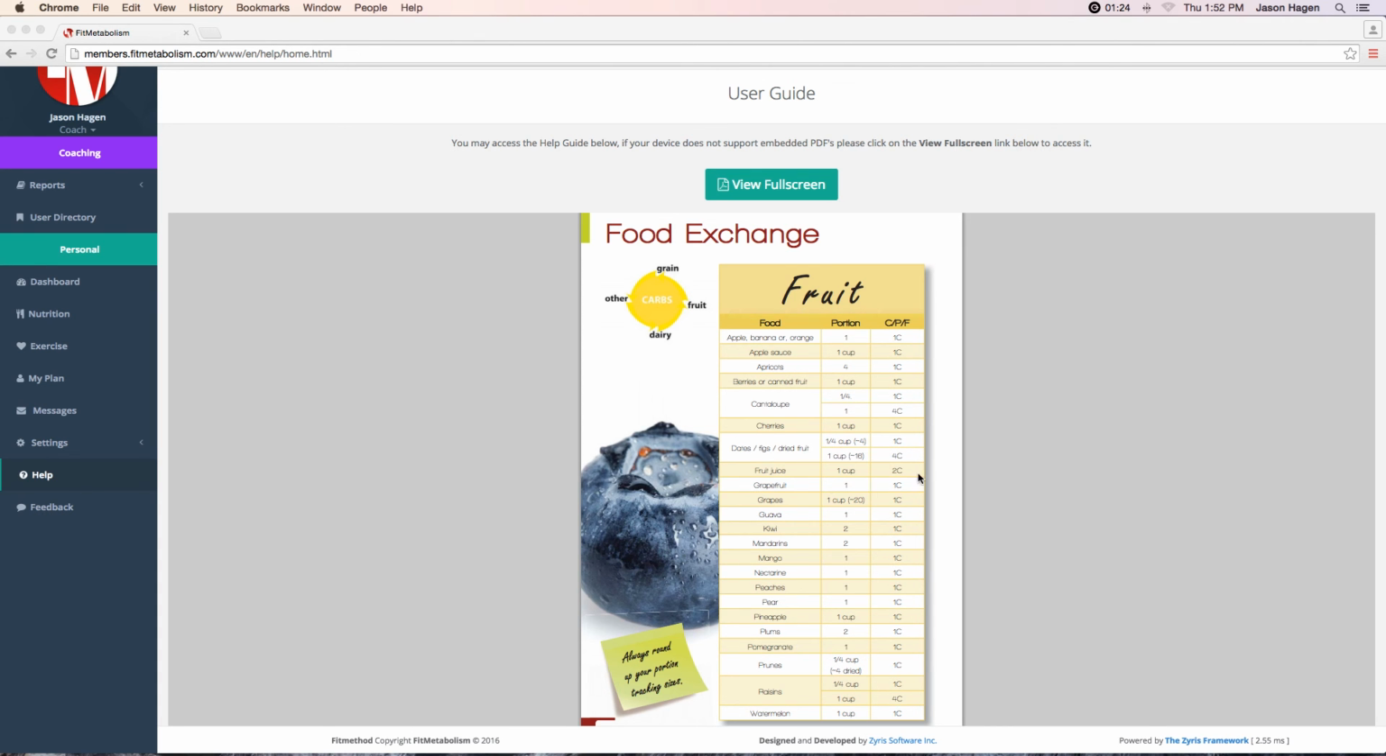Fruit juice, 1 cup, is also 2C. So if I have a cup of orange juice, that's 2 carb servings due to the concentration of the sugar we put in that. So the biggest thing I want you to look at in the fruit guide is size, dried fruit, and the fruit juice itself.